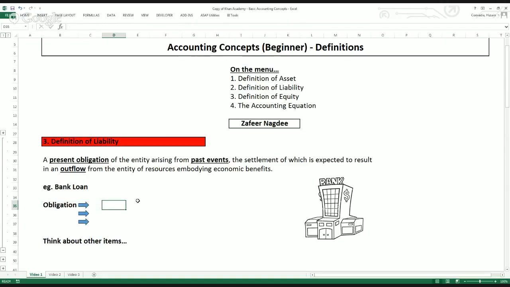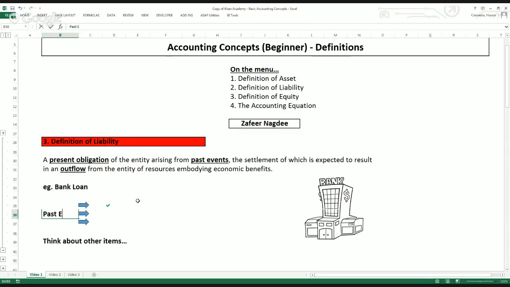So that obligation, once we go to the banker and say, hey, Mr. Banker, can we get some money? The banker then says, yes. We receive that money and we immediately have that obligation to pay back that money at some future date.